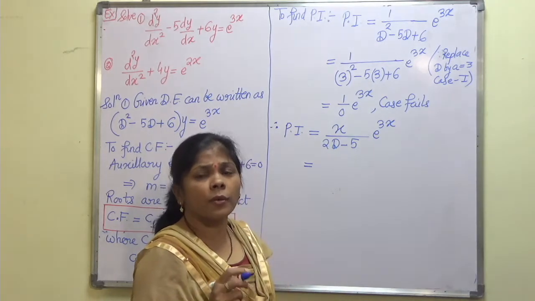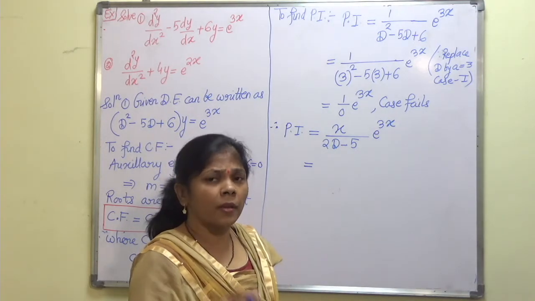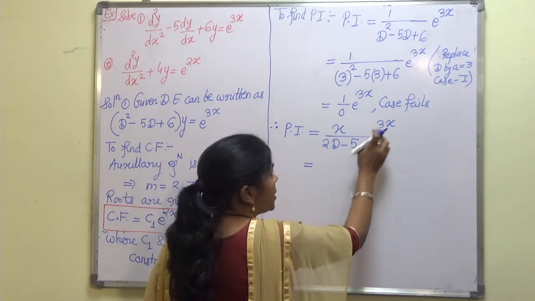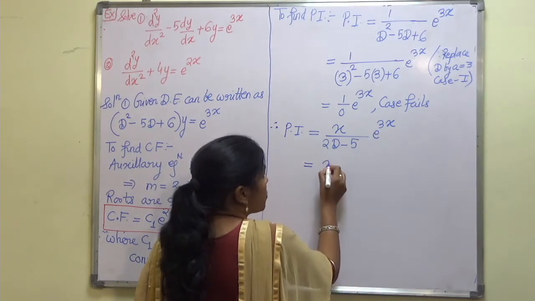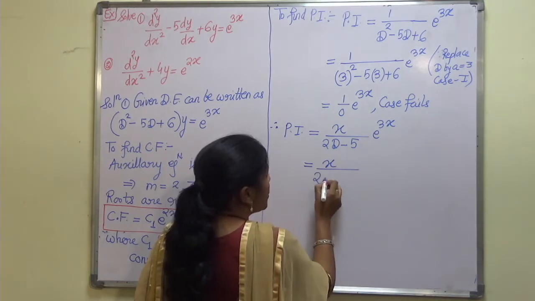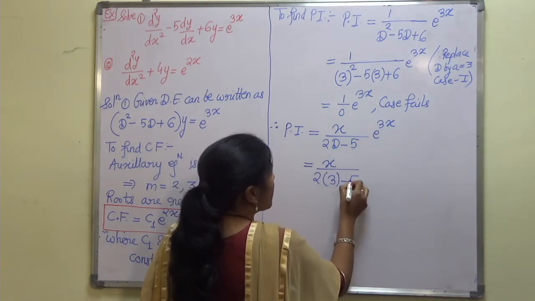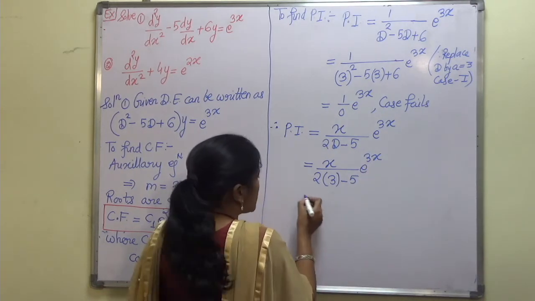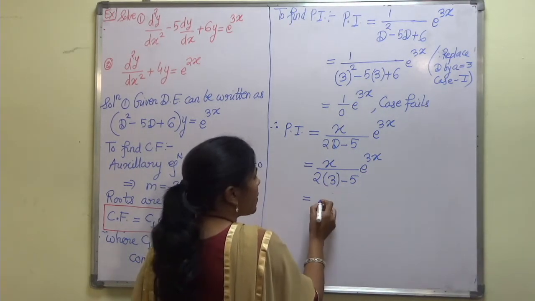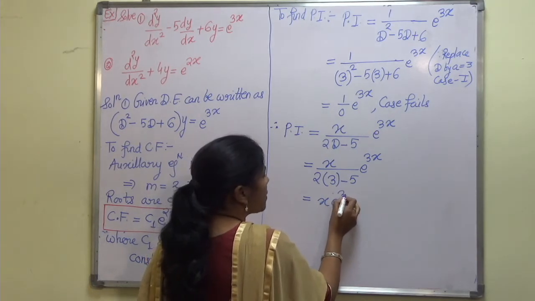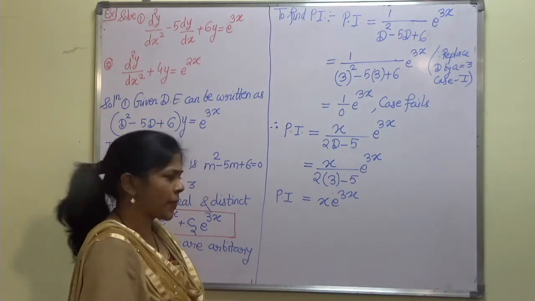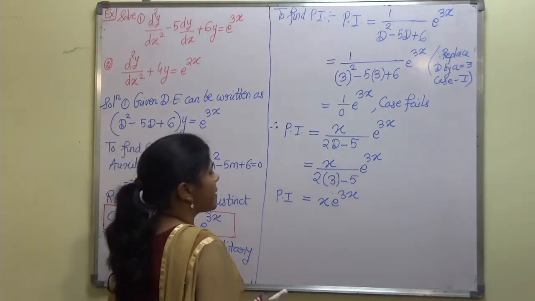So according to case 1, what we will have? We will have replacement of d by a. What is d? Again it gets replaced by 3. So what we have? x upon 2 into 3 minus 5, operating on e power 3x. So what we have? 6 minus 5, 1. So x e raised to power 3x. So this is particular integral. Okay. So we have obtained particular integral as well.